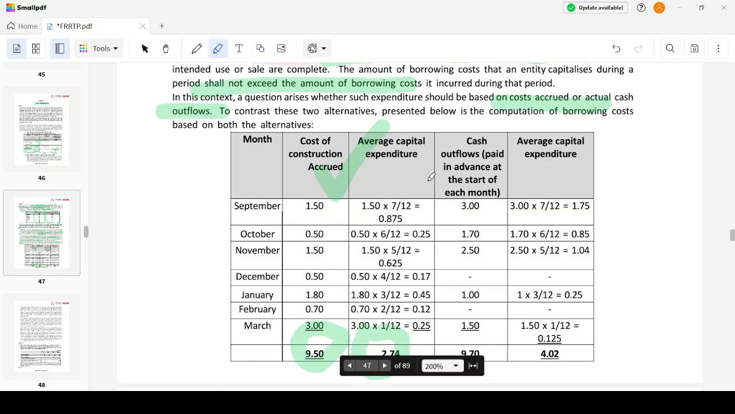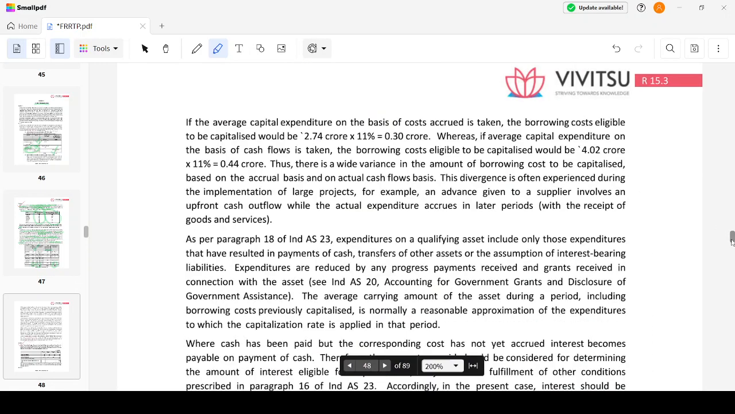While if I take it as cash flows and assume it to be the start of the month, if it's the end of the month, I will take 6 by 12. This is in the beginning of the month, so it's 7 by 12. I'm going to take it as 4.0. That is the average capital expenditure. So now, if the average capital expenditure on the basis of cost accrued is taken, the borrowing cost eligible would be 2.74 crore.